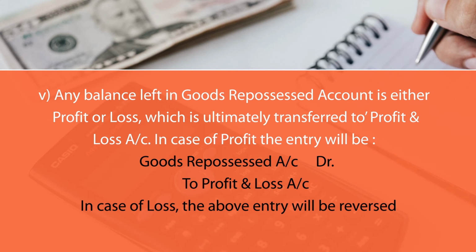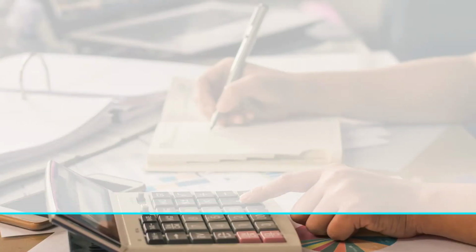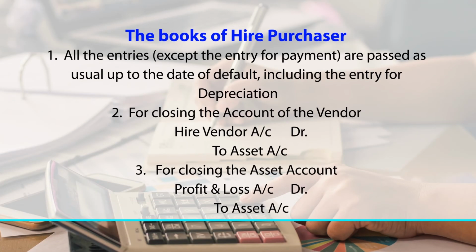It is very, very simple. In case of profit, the entry would be goods repossessed account debit to profit and loss, and if it is a loss, the entry would be reversed. It means profit and loss account debit to goods repossessed, if there is a loss on account of making a resale of the goods repossessed by the hire vendor. Now, in the books of the hire purchaser.